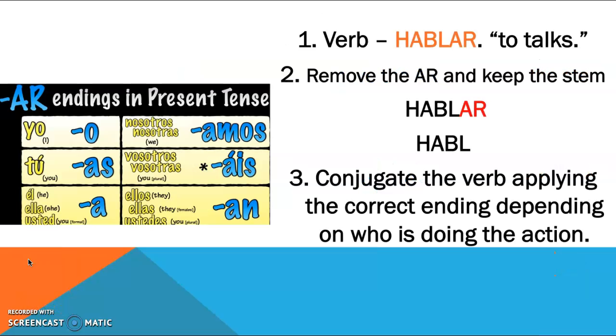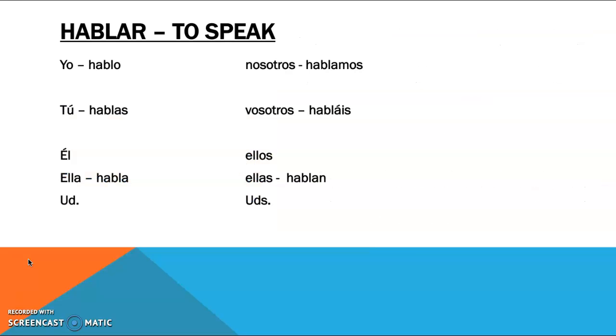So now we are going to take a look at our example. This will be the last thing that we are going to do. We are going to look at the verb hablar, which means to talk. So hablar is an AR verb. We can tell by looking at the last two letters. When I remove the ending, the AR, I am now left with my stem, which is HABL. So what we are going to do now is to add our new endings onto our stem depending on who is talking. You can see here, again, hablar means to speak.